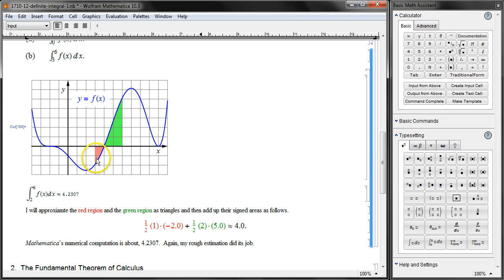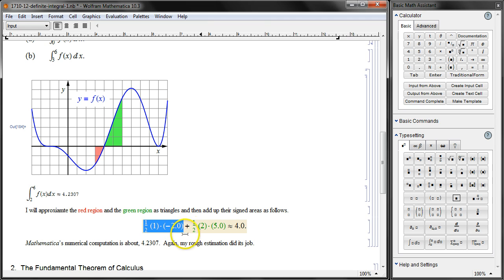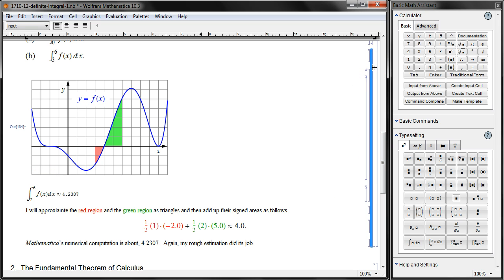And this is just an estimation, so I'm using triangles for estimation. And this one goes a little bit less than negative 2, but still I just estimate it as negative 2 as a height. And this is the signed area for the red part, negative. And this is the signed area for the green part, positive. Calculate, I got something like 4.0 approximately, of course. And the real computation is 4.23 something. Again, pretty good estimation.